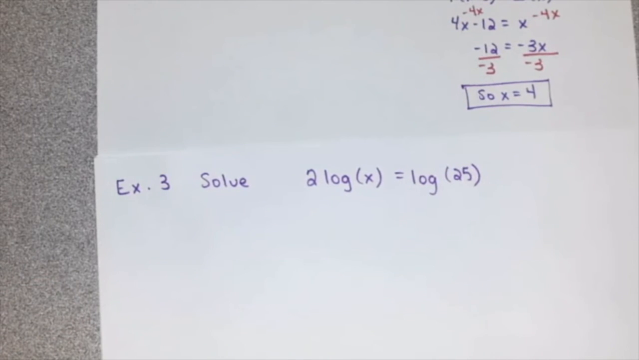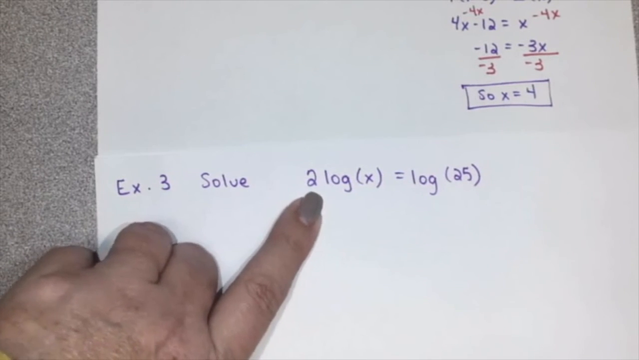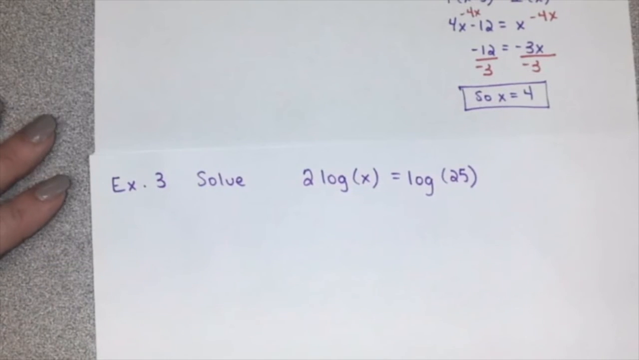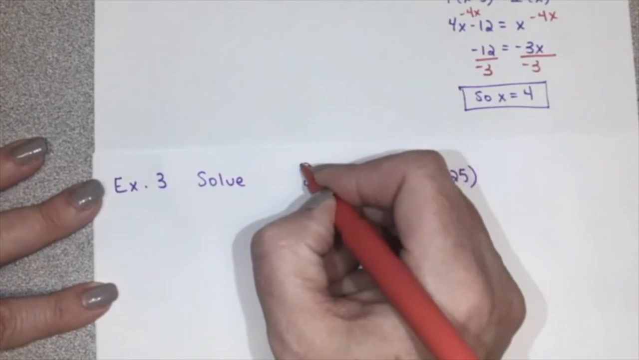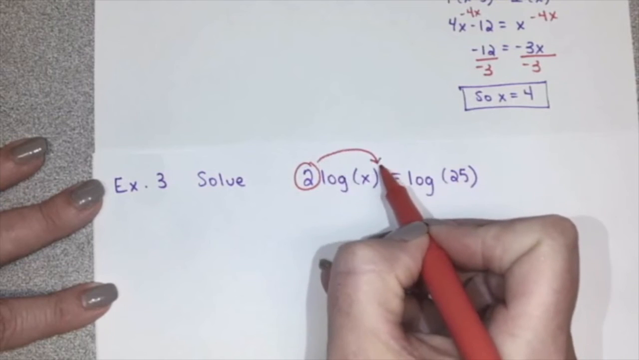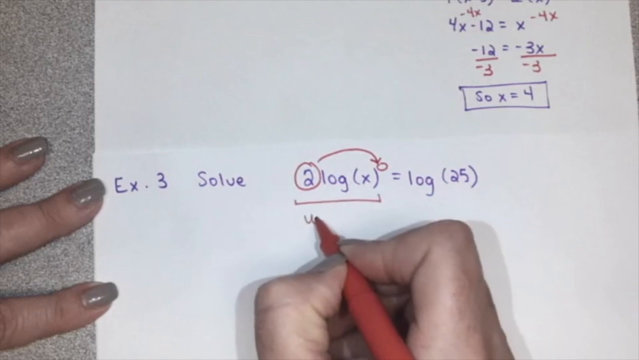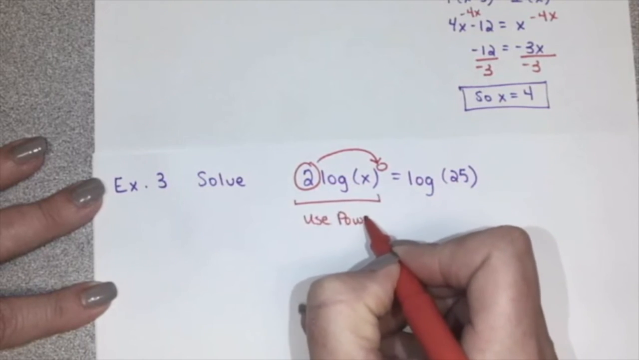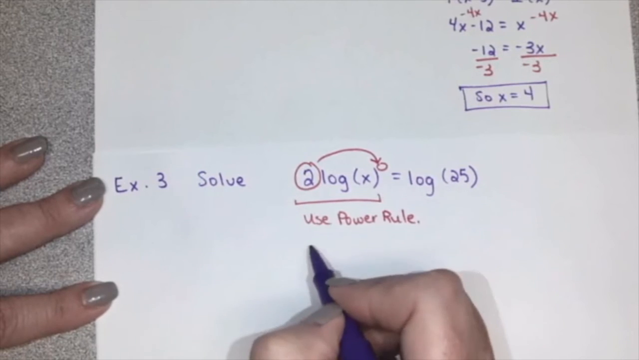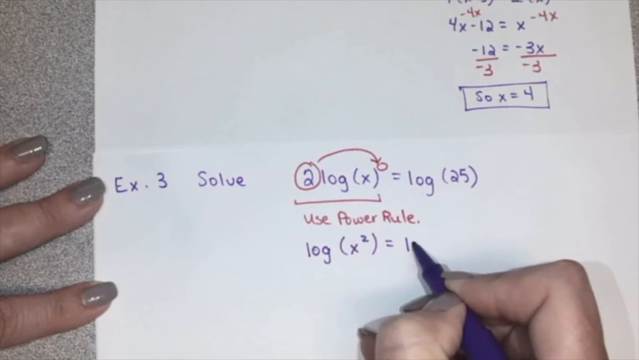So notice this one has logs on both sides, so you're not going to be able to divide by 2. I mean, you could, but then you're just going to get something ugly over here, and I don't really think that helps you, okay? So what we're going to do instead is we're going to notice that, hey, this 2 right here could move where? To the exponent spot right there, right? So I'm going to use power rule in order to rewrite this another way, because power rule says that you're allowed to move the exponent to the front, or if it's already in the front, you're also allowed to move it back to the exponent spot.